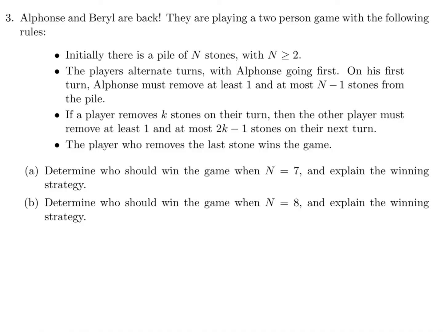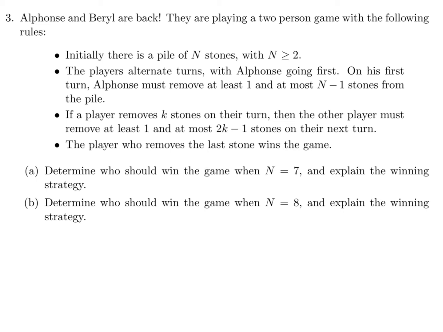Alphonse and Beryl are back. They are playing a 2-person game with the following rules. Initially, there is a pile of n stones, with n being greater than or equal to 2. The players alternate turns, with Alphonse going first. On his first turn, Alphonse must remove at least 1 and at most n minus 1 stones from the pile. If a player removes k stones on their turn, then the other player must remove at least 1 and at most 2k minus 1 stones on their next turn. The player who removes the last stone wins the game. Determine who should win the game when n equals 7.